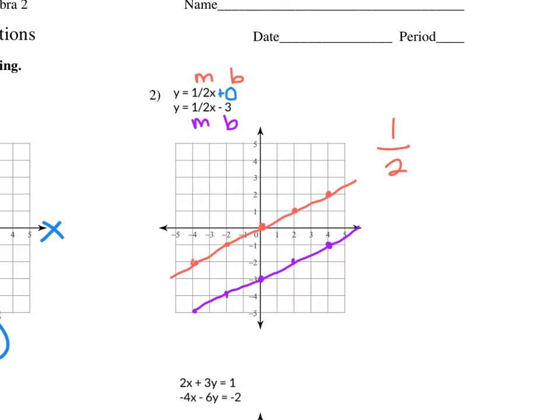I know for certain that they are parallel because my slopes are the same. When your slopes are the same, you have parallel lines. And my B values are different, so they're not on top of each other. They're parallel to each other. So if they're parallel, they never intersect. Therefore, my answer is no solution. There is no solution to the system of linear equations.